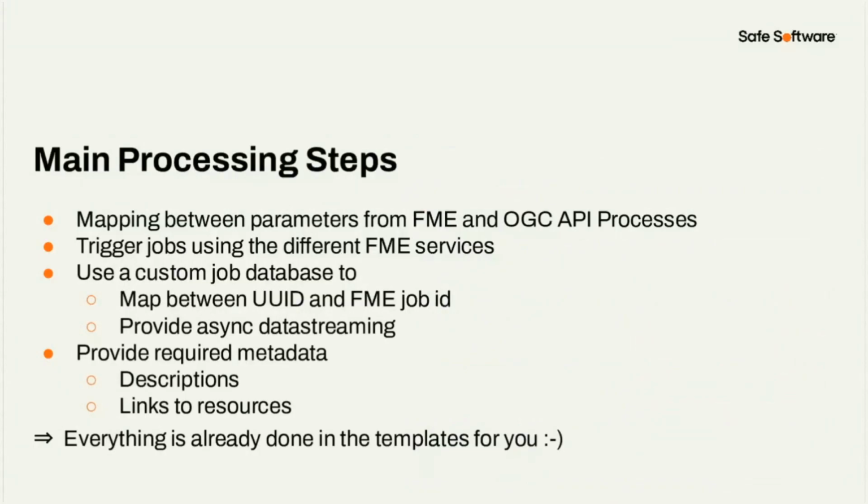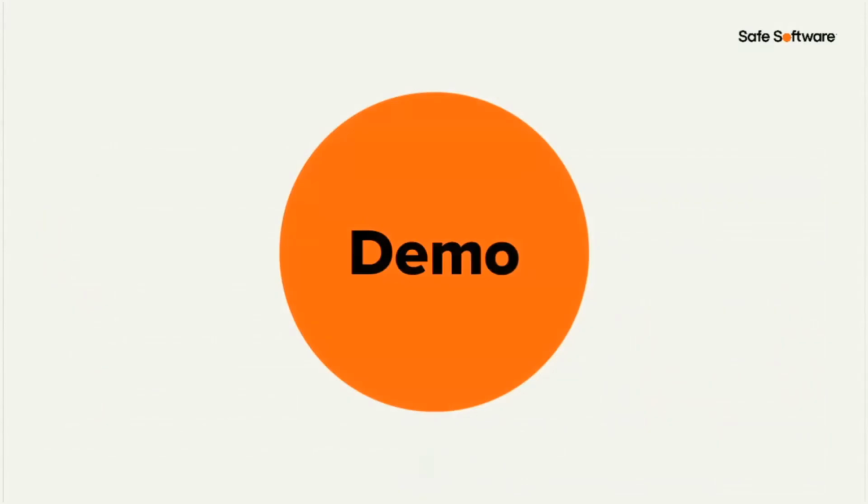And it's also important to provide metadata for all of the processes, like a description, what this workspace is all about, and which links are necessary to actually execute the processes later on. And as I mentioned, we've done all of that already for you in these existing FME Hub templates. All right, so let's see what all of that looks like in FME, and we are going to start the demo.